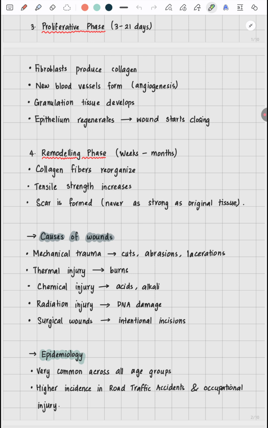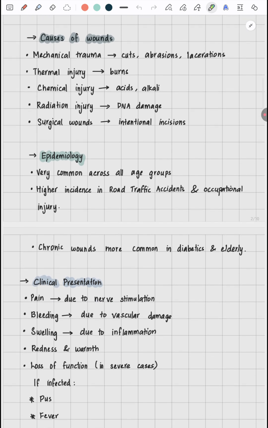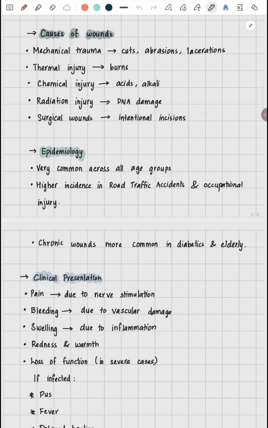Now, although this process seems efficient, several factors can interfere with it. Local factors such as infection, presence of foreign bodies, and poor blood supply can delay healing. Systemic factors like diabetes, malnutrition, anemia, and advanced age also play a major role. For example, in diabetic patients, there is both neuropathy and vascular insufficiency, which significantly impair healing.